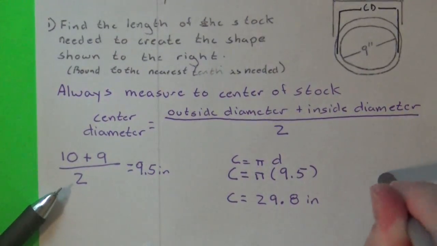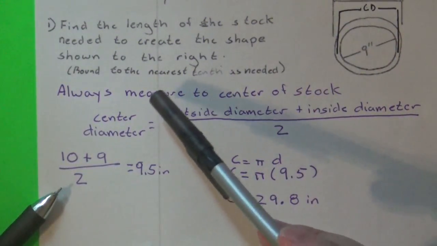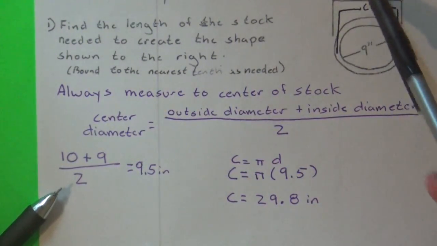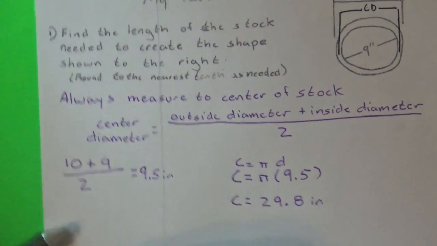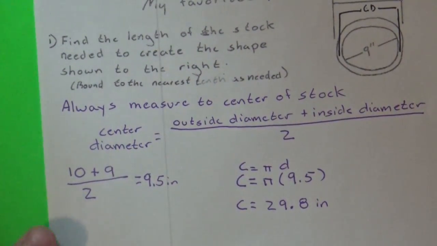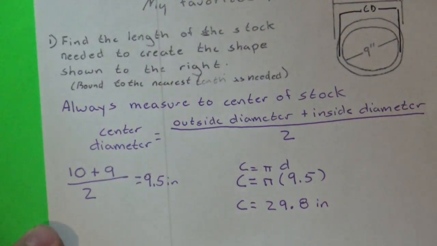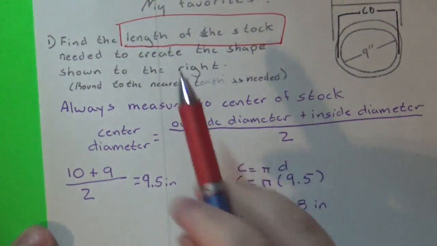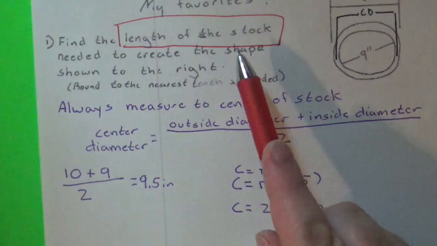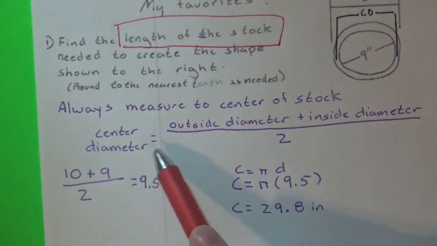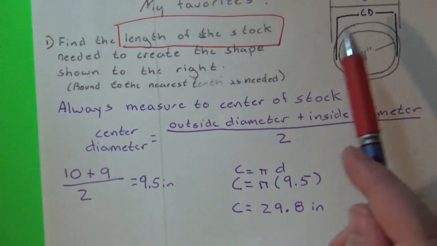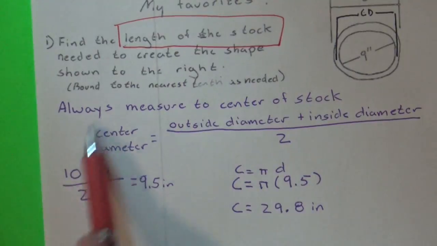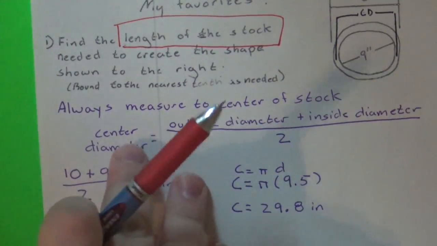This is a very tough question at first, because a lot of people forget this first step. You've got to find the center diameter when you're looking for length of stock. That's the big key. How do I know when to use this equation? When you see the statement length of stock being asked, you know that you're probably going to be using this equation, especially when we're dealing with circles. So if you're dealing with circles and it says length of stock, you need to find that center diameter. Alright.